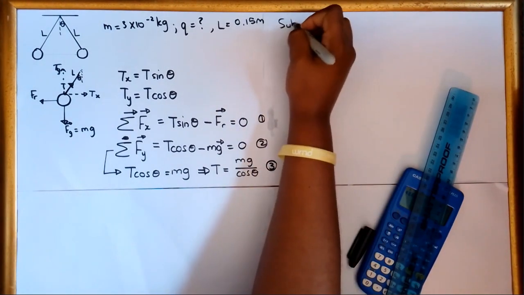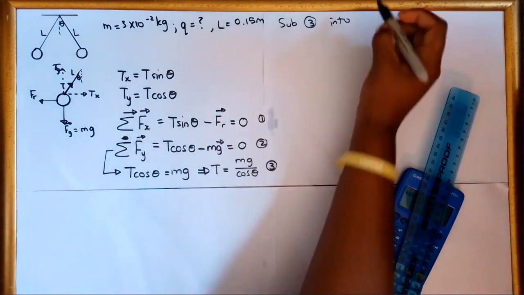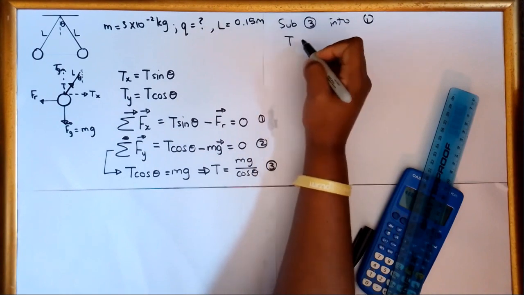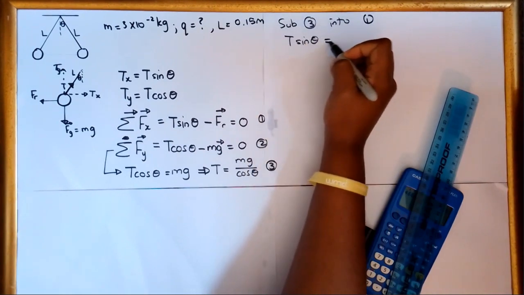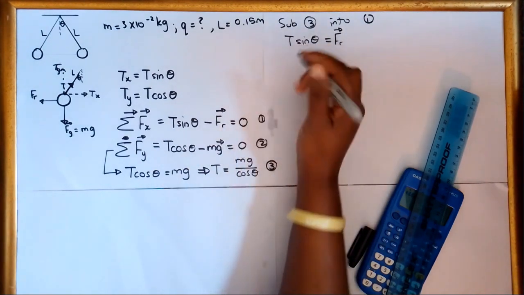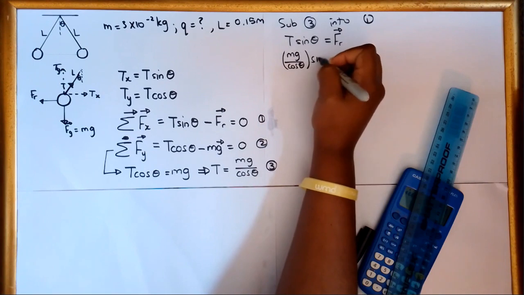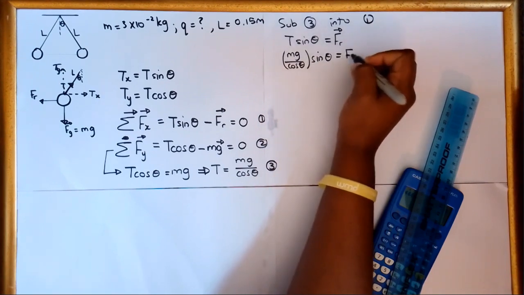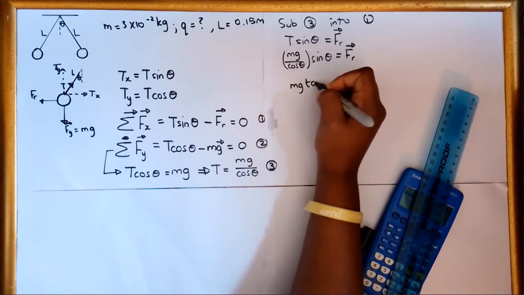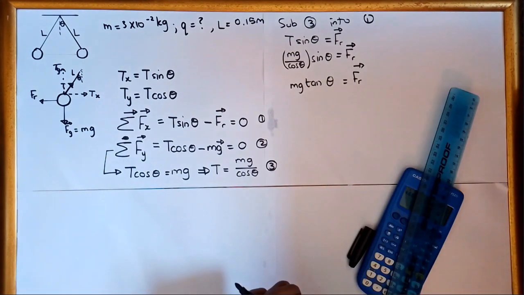If we substitute equation 3 into equation 1, from equation 1 we see that T sine theta is equal to Fr. Substituting your T here, you're going to have mg over cos theta times sine theta equal to F, the repulsion force. So mg tan theta is equal to Fr, the repulsion force.